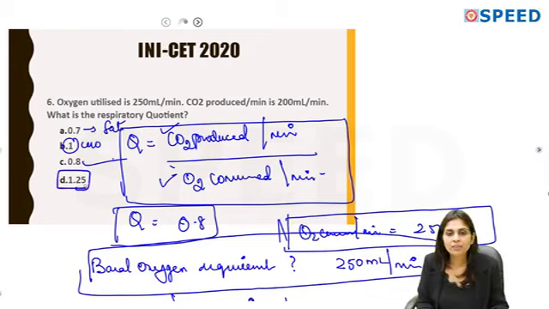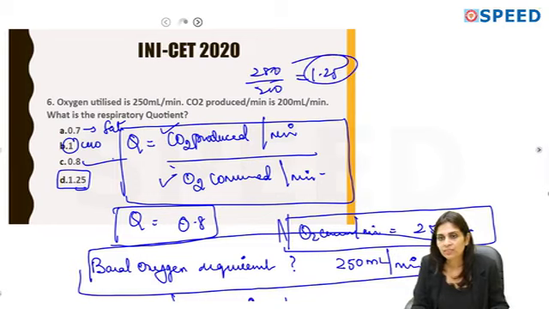1.25, I think they've given you this number 1.25 because they thought you will get confused about what should be in the numerator and what should be in the denominator. You try dividing 250 by 200, you will get it as 1.25. Okay, this is just to confuse you.